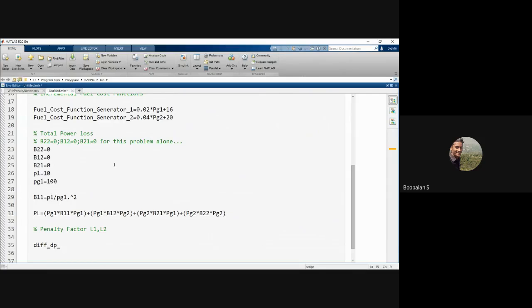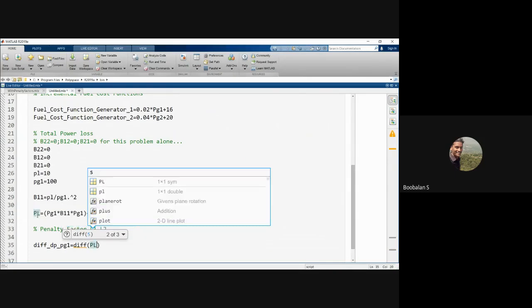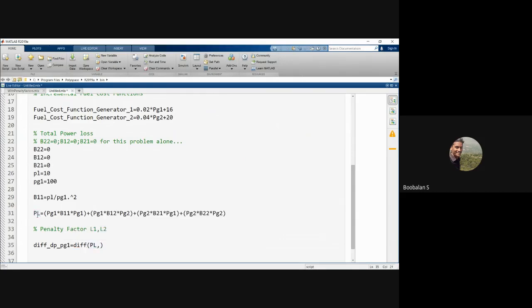For example, dp by d maybe pg1, right? I'm just going to use a different variable now. Now I'm going to differentiate this equation about PL, with respect to which variable? pg1. That's right, pg, that is capital P small g1. So the differentiation dpg1, that is the variable I'm going to store.